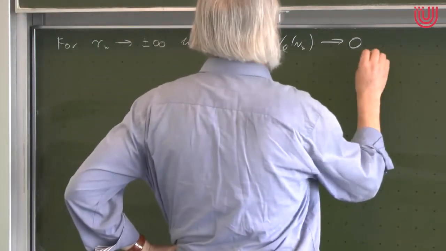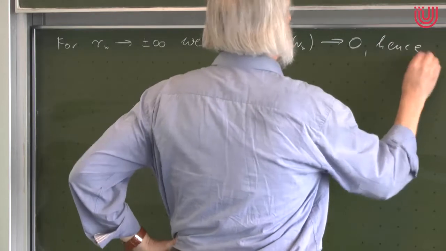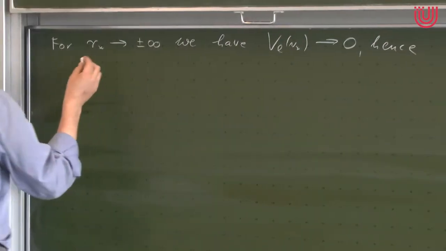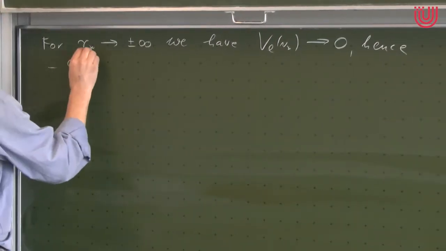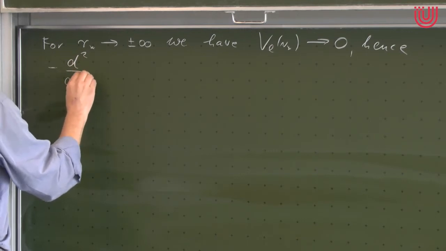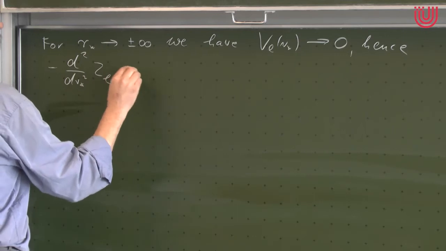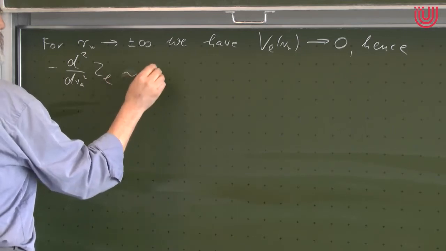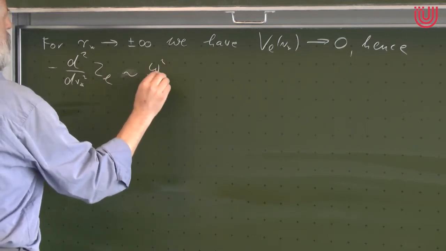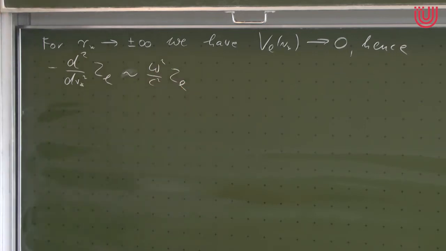We have V_L, hence minus d² over dr star squared Z_L. It sets the potential equal to 0. So I have omega squared over c squared Z_L, yeah, as a good approximation if I'm far away. And of course, this differential equation is easily solved.